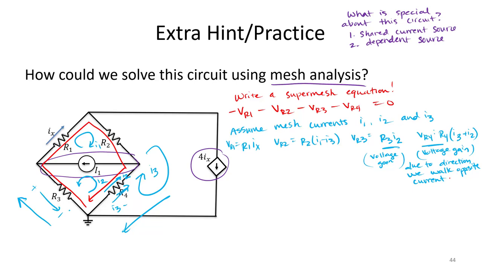Okay, so notice we got a mesh equation. And wait a minute, did you notice I wrote my voltage drop across resistor R1 in terms of Ix, but how is Ix related to I1? Well, if you look closely, you can see that Ix must be equal to I1, because the only current flowing through resistor R1 is current I1.